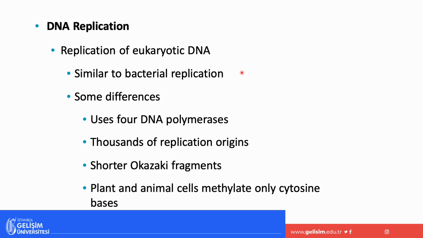Eukaryotic DNA replication is similar to bacterial replication, but it has some differences. For example, eukaryotes use 4 DNA polymerases instead of the 1 that is present in bacteria. And they have thousands of replication origins instead of a single origin. So in bacteria, there's 1 replication origin. In eukaryotes, we have multiple origins, lots of origins.